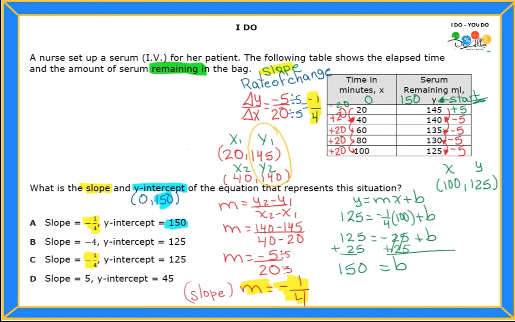150. Very good. So notice how my 150 is the same 150 that I found on the table when x was 0. So you got to remember that my y-intercept, it's that coordinate when x is 0. Okay? So therefore, my answer for this, should it be letter A? Very good.